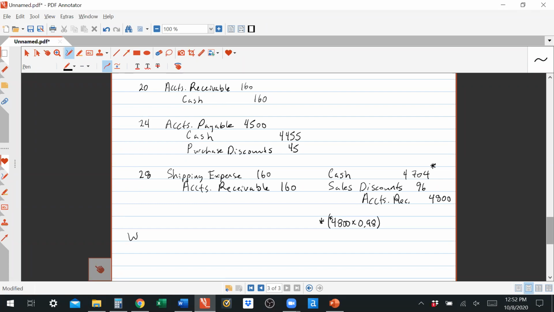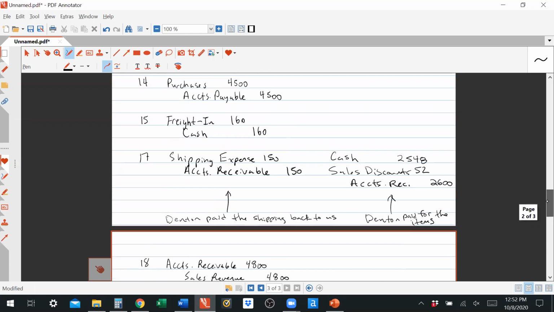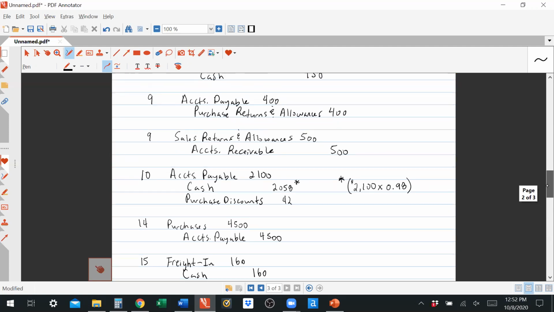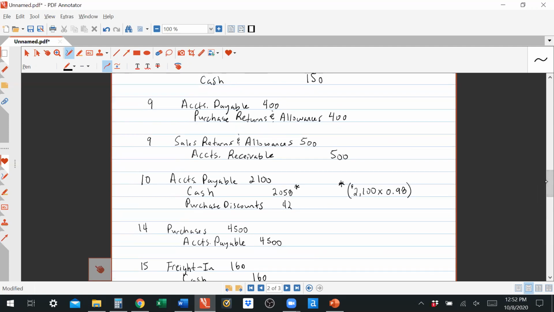All right. We have a question. How come on the 10th we didn't put purchase discounts in the journal entry? On the 10th. We did put purchase discounts in the journal entry. It's right there. No problem, Tanya. Good pickup, though. If you thought that that wasn't there and it needs to be there, you're right. It does need to be there.